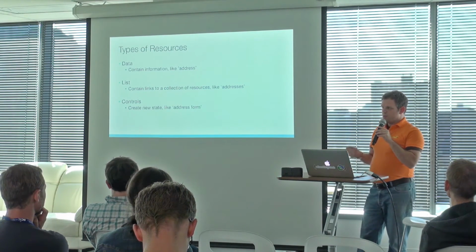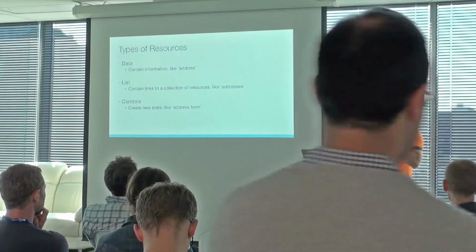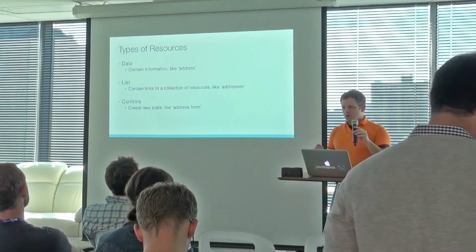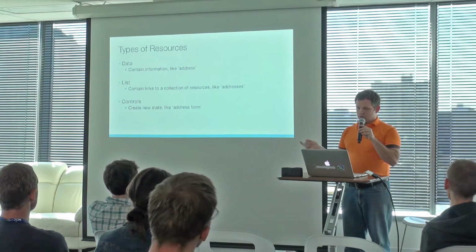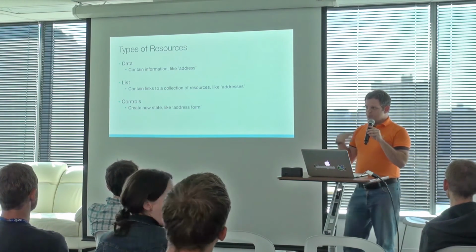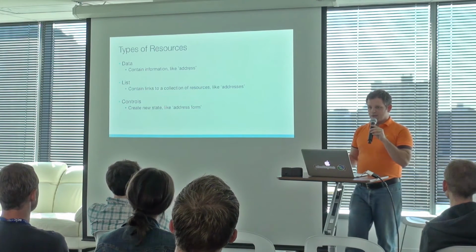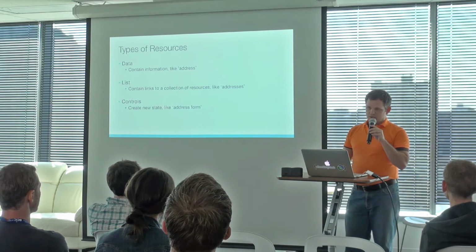We have a few types of resources. There are some resources that produce data, like address in my example here. Other resources produce lists of them. Addresses points to address resources. And there are control resources which let you create new resources, like an address form resource.